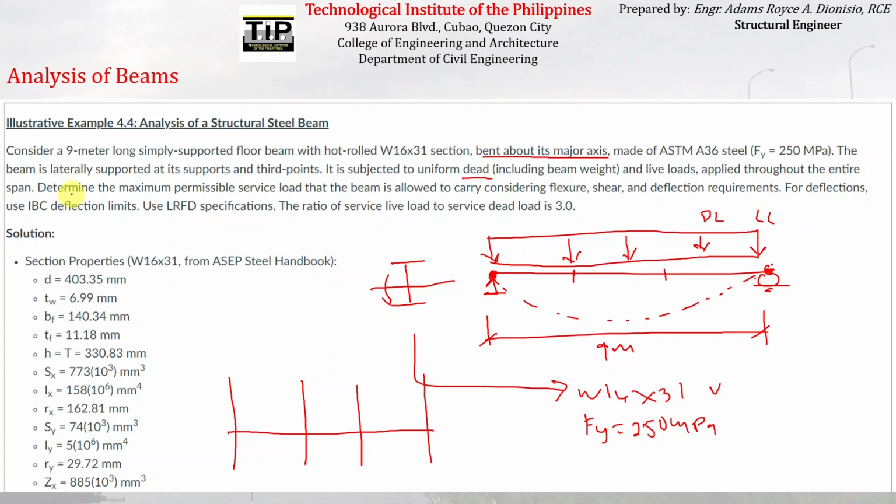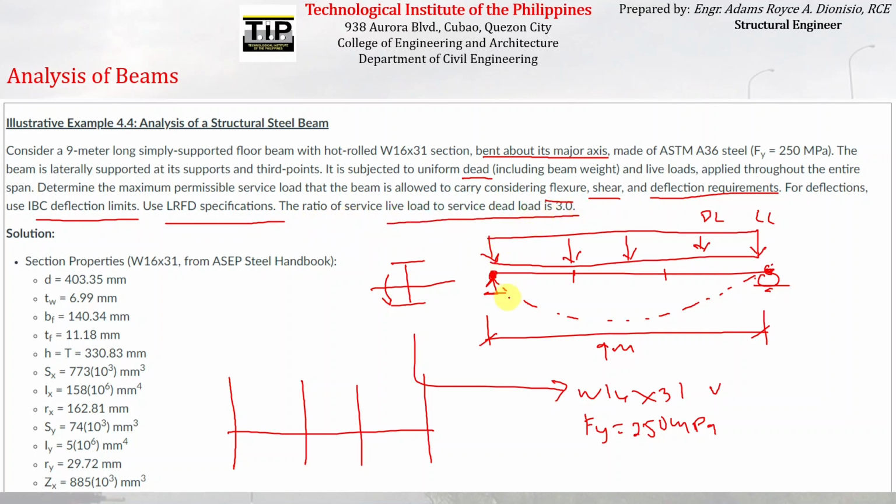The question asks for the maximum permissible service load that the beam is allowed to carry, considering flexure, shear, and deflection requirements. For deflections, use IBC deflection limits, use LRFD specifications, and then the ratio of the live load to service dead load is equal to 3.